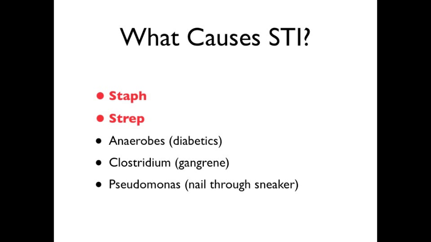Alright, what causes typical soft tissue infections? Staph and strep. Those are the main two. There's some other things that cause it, but we're going to concentrate most of our time and effort on the things that are most common that we can try and guess at without a lot of advanced testing. If you're diabetic, you have to worry about anaerobes and other types of multimicrobial infections. Clostridium is the one that causes gangrene, and Pseudomonas is an infection that if you step on a nail, it goes through the sole of your shoe and into your foot. You have to worry about Pseudomonas being the source of the infection.